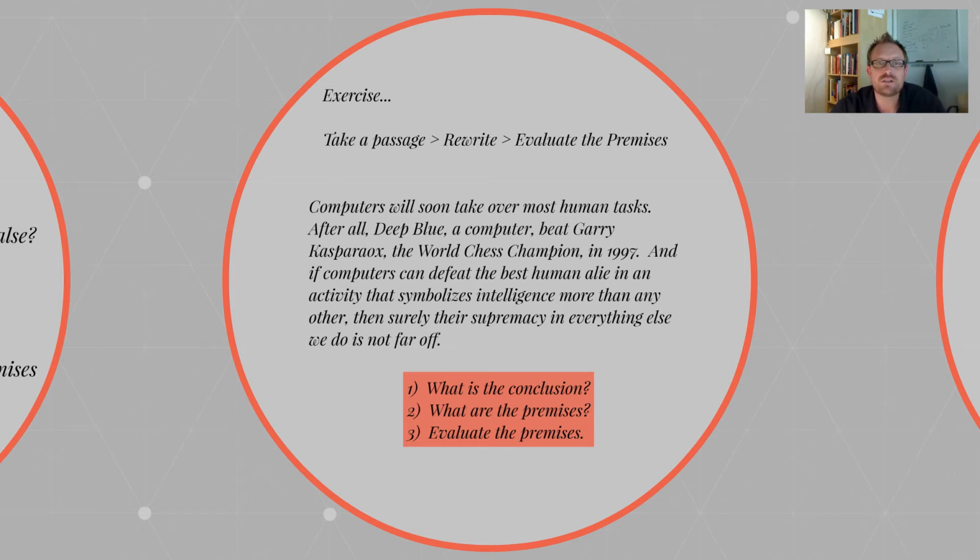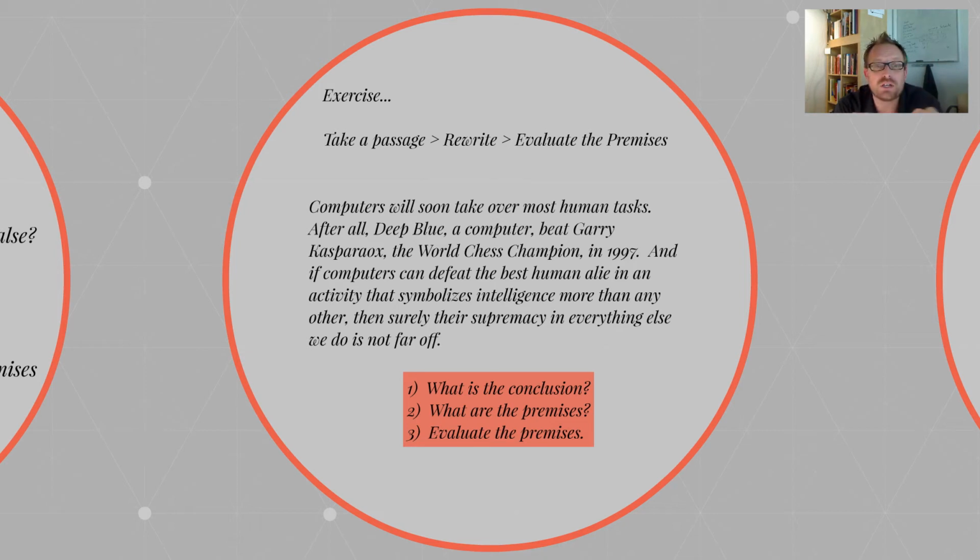The exercise set for this section is pretty simple. What they're going to have you do is they're going to give you a passage, and then you're going to rewrite it. And then you're going to evaluate the premises, right? So when you get the passage, first you've got to figure out what's the conclusion and what's the premise. We're still building on that first rule of reasoning, know the premises and the conclusion.